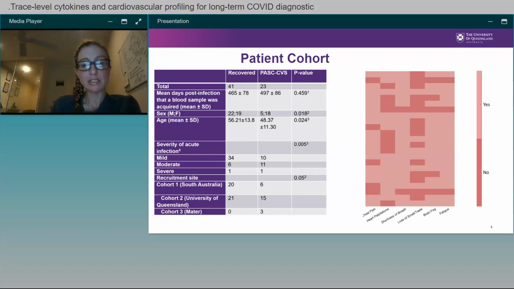And we also saw that individuals with long COVID were more likely to have a moderate or severe acute illness compared to individuals who had recovered, who were more likely to have a mild acute illness. And again, this has been reported in the literature, where we know that severity of the acute illness is a risk factor for long COVID. We also had significant site-to-site differences. So just as a note, it means that in all the subsequent analyses, we have controlled for these sex differences, these age differences, and these differences in recruitment site to make sure that we're confident in the validity of our findings.